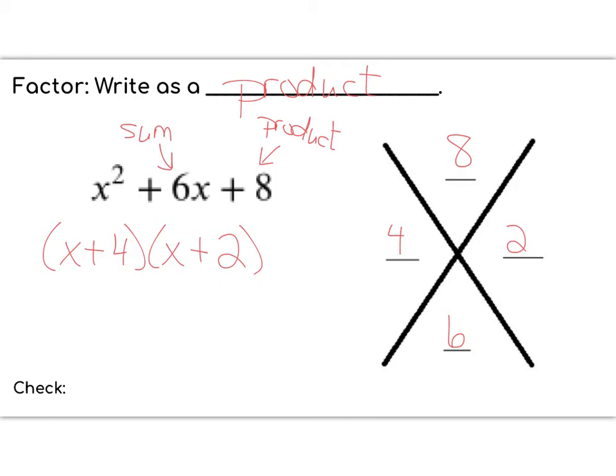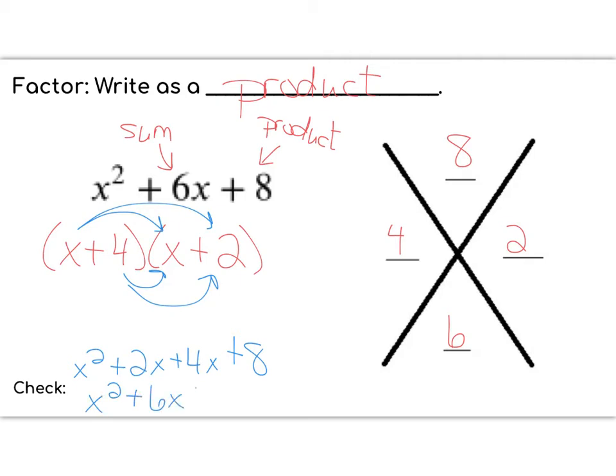What's nice about factoring is you can always re-multiply to check your work. So we can check: x times x is x squared, x times 2 is 2x, 4 times x is 4x, and 4 times 2 is 8. And we end up with x squared plus 6x plus 8, which is what we started with. So you can always check when you factor. You don't have to, but you can, and you can know if you got it correct.